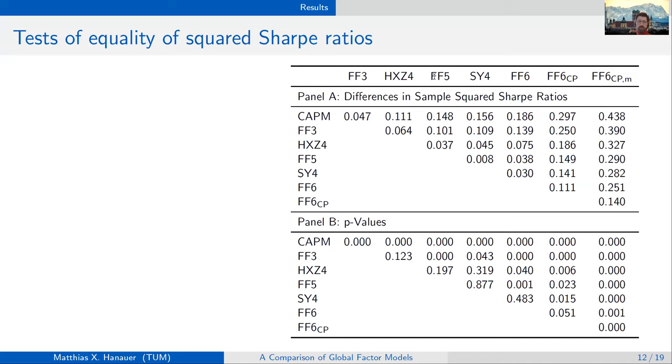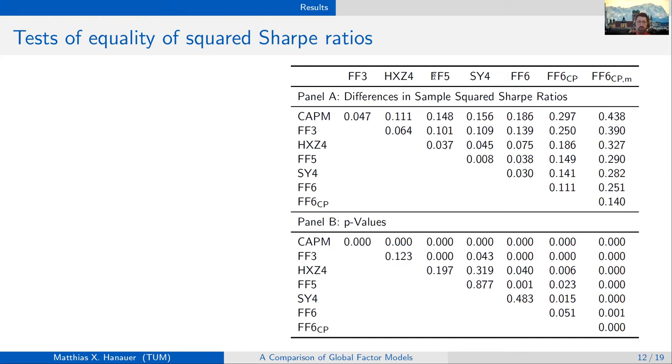And what they say is, if you have nested models, then you take the non-included factors of the larger model, regress them on the factors of the smaller model, and check if their alphas are jointly different from zero. If this is the case, it's kind of a spanning regression, then these two factors add to the investment opportunity set. And then it also means that the maximum Sharpe ratio is significantly better.